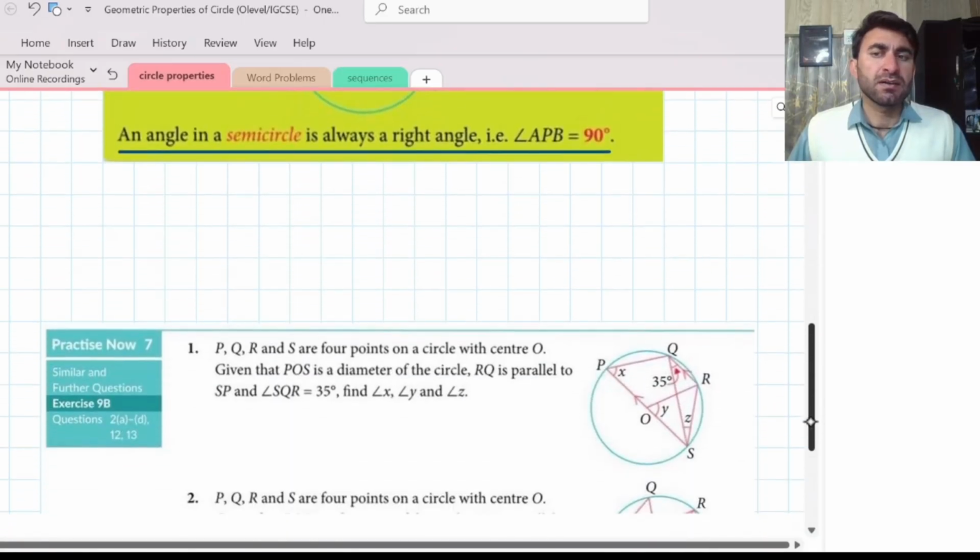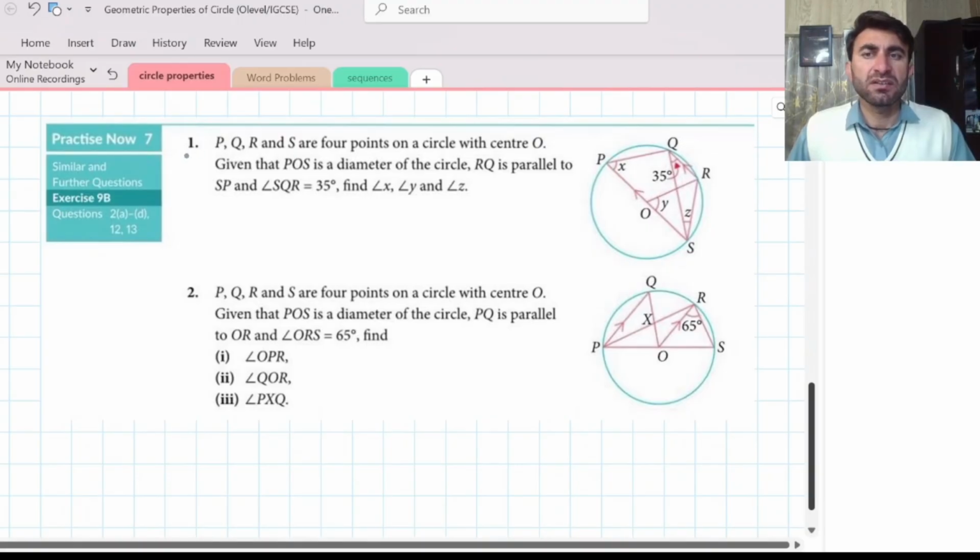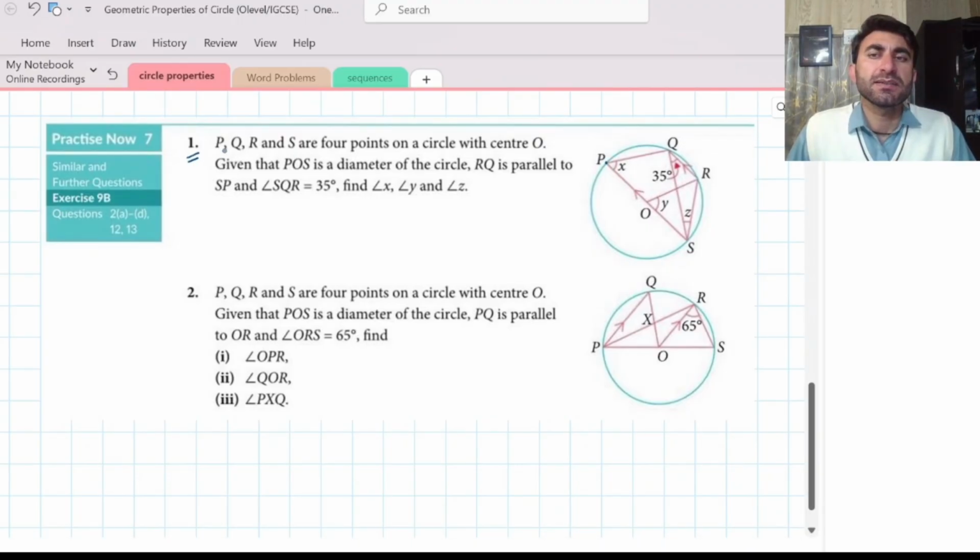So let us practice. Practice 7, where we have two questions, 1 and 2. It states P, Q, R and S are 4 points on a circle with center O. We can see the points P, Q, R and S over here on the circumference, and O is here, which is the center of the circle. Given that POS is the diameter, because it is passing through the center O, so it is definitely a diameter, and RQ is parallel to SP. We know SP is the diameter and RQ is the line segment over here. So these two sides, RQ and SP, are parallel to each other as shown by these arrows.